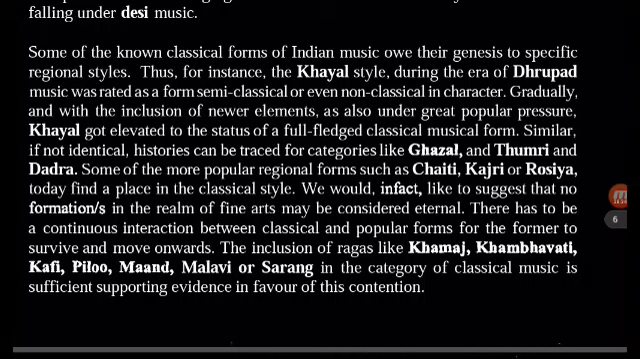Thus, for instance, the Khayal style during the era of Dhrupad music was rated as semi-classical or even non-classical in character. Gradually, with the inclusion of newer elements, as also under great popular pressure, Khayal got elevated to the status of a full-fledged classical musical form. Similar, if not identical, histories can be traced for categories like the ghazal, the thumri and dadra. Some of the more popular regional forms such as Chaiti, Kajri or Rasiya today find a place in the classical style.